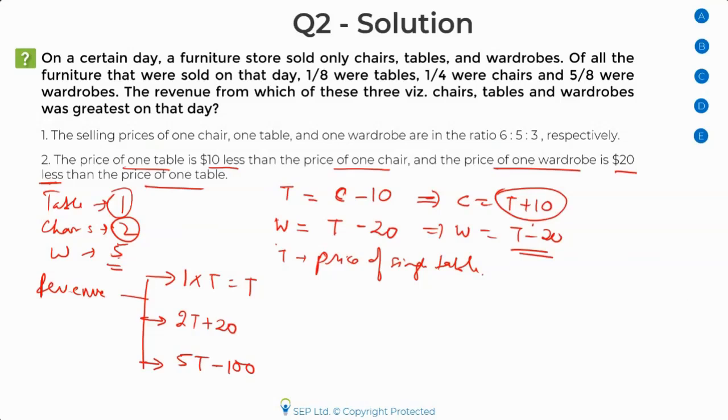Can anyone tell me which one is the greatest? Obviously, t is not. T doesn't look the greatest, right? Or that can be the greatest. Or is chair the greatest? Or wardrobe, 5t minus 100? Yogi and Sam say you can't say, it depends on the value of t. Neeraj says he'll get different answers, it depends on t.